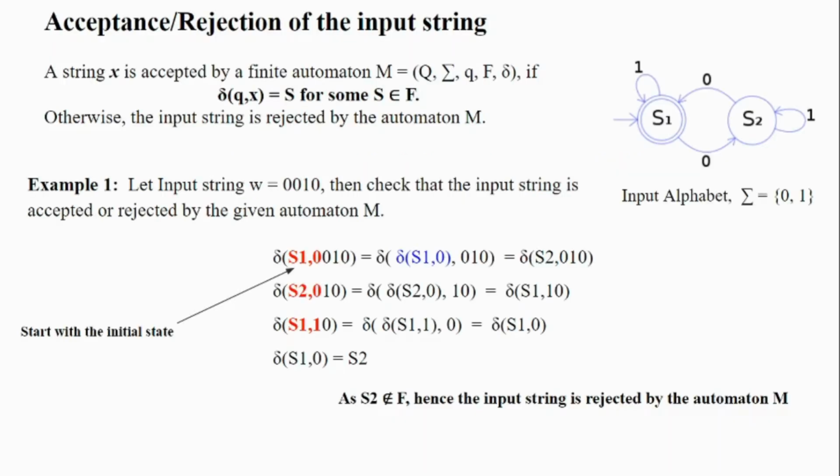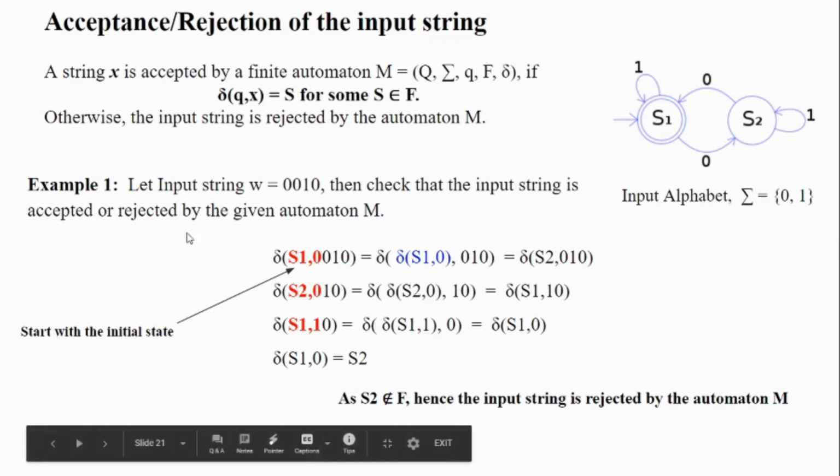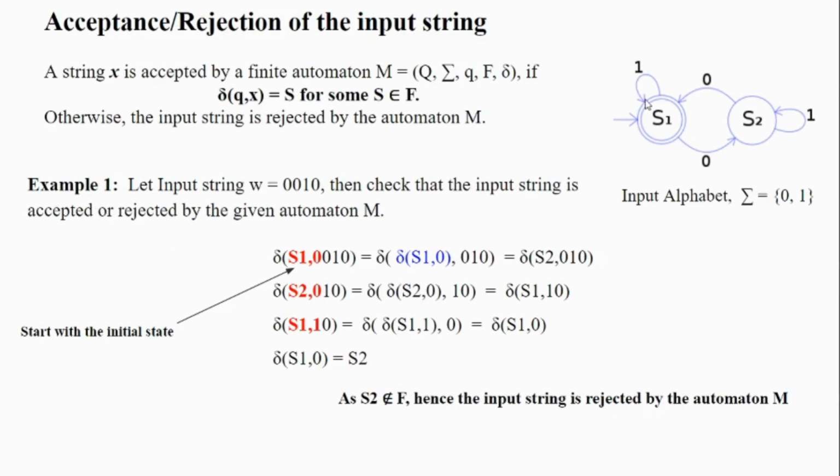Before moving to this lecture, it is recommended that you revise how the input string is processed by the given automaton. If the concept is not revised, please revise it first, then come to this lecture. For example, we are taking the same example which was taken in the previous lecture. So the automaton is given.